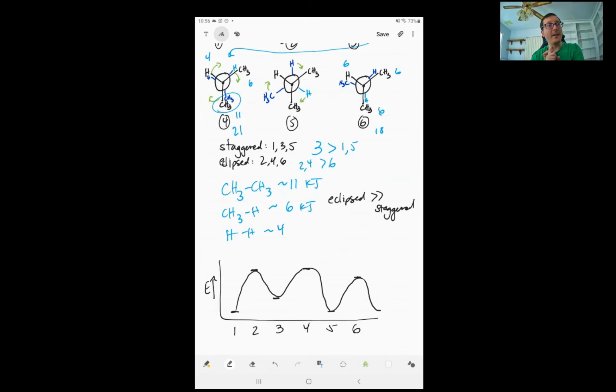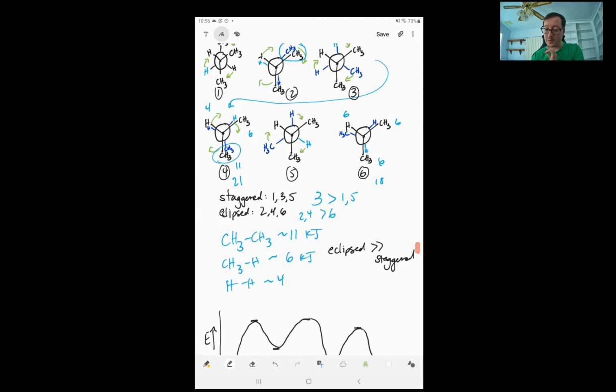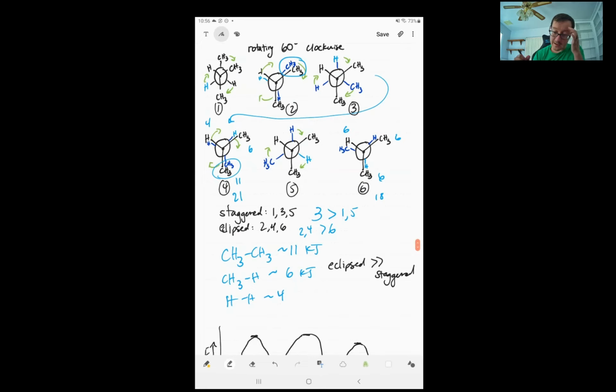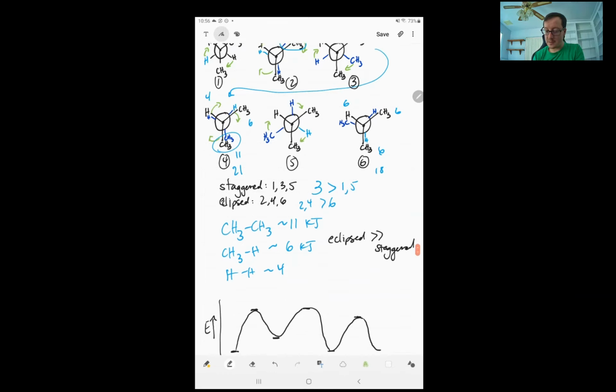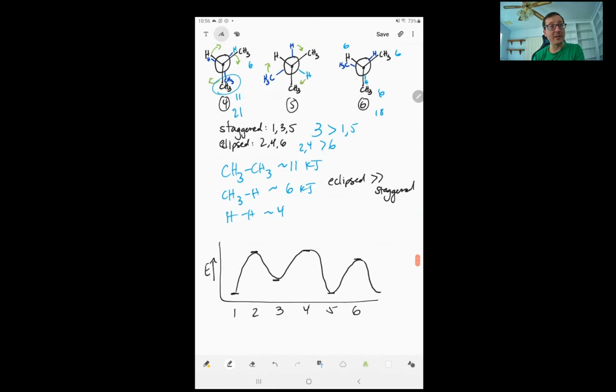We identified that of our staggered ones, number 3 was a little bit worse because it had methyls nearby other methyls. It had 2 methyls next to each other, kind of. And then we looked at the other 2 and they only had 1. So number 3 was worse. So therefore we've put number 3 a little bit higher than 1 and 5.